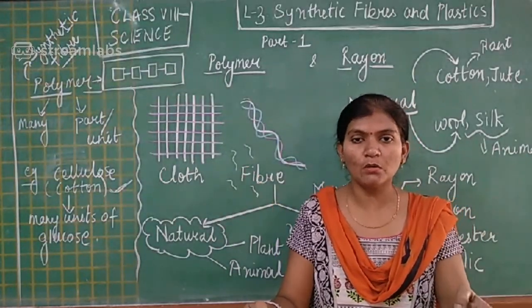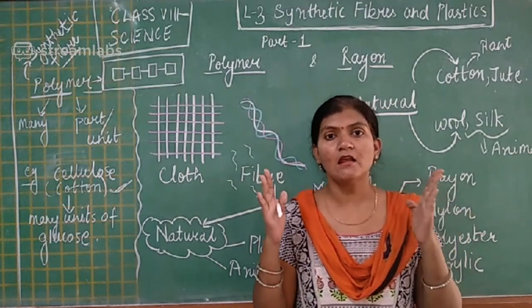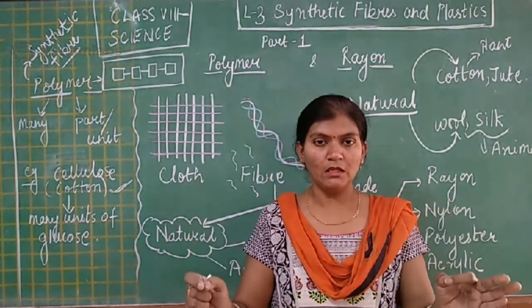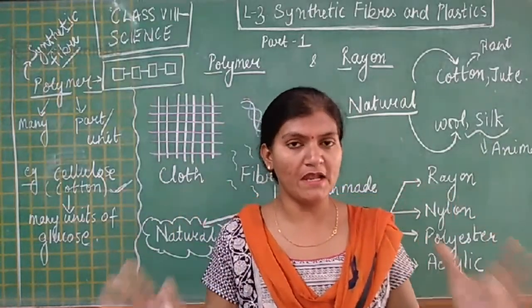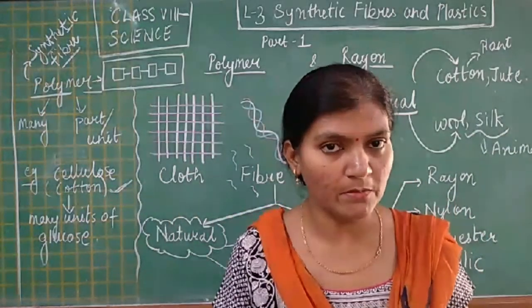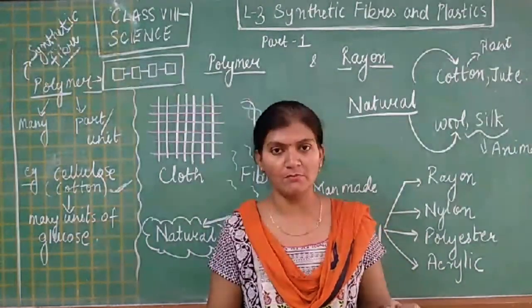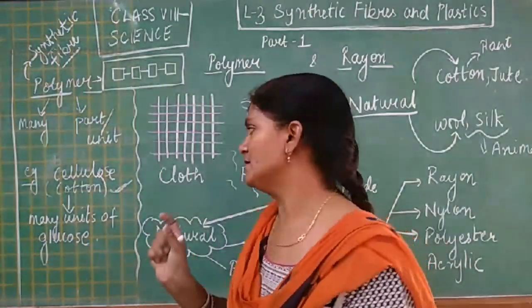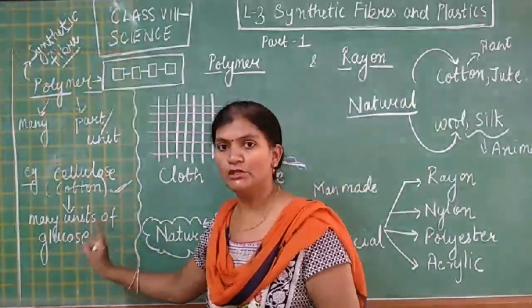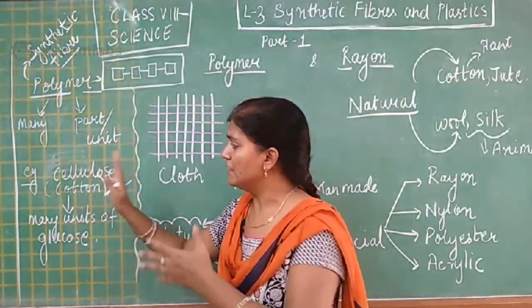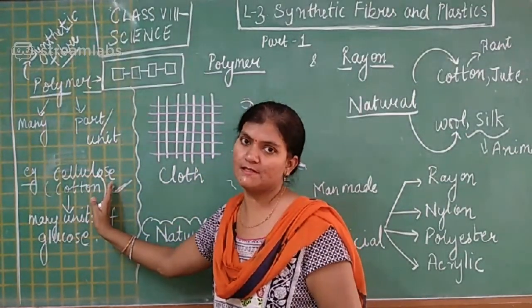Cellulose and glucose, both are carbohydrates. Okay. Cellulose is an example of a complex carbohydrate. It is a polymer. And glucose is an example of a simple sugar, which is the small unit of the large polymer. This is cellulose.